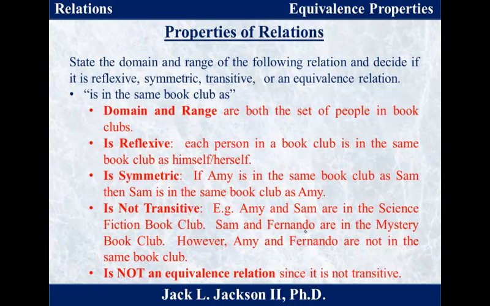It's also symmetric. If, say, Amy is in the same book club as Sam, then Sam has to be in the same book club as Amy. But it's not necessarily transitive, or it is not transitive. So let's take an example here. Let's say Amy and Sam are in the science fiction book club. So Amy's related to Sam and Sam is related to Amy. Sam and Fernando are in the mystery book club. So Sam is related to Fernando. Fernando's related to Sam. Sam's related to himself.